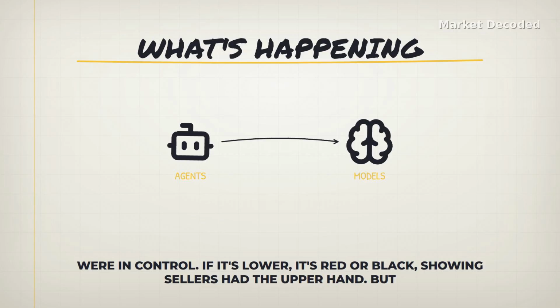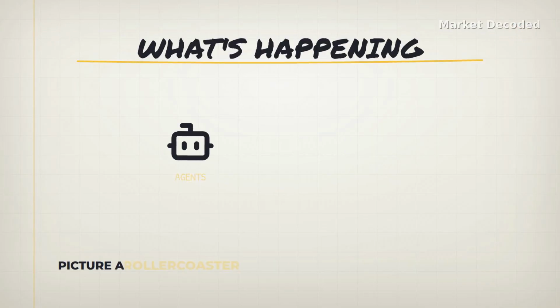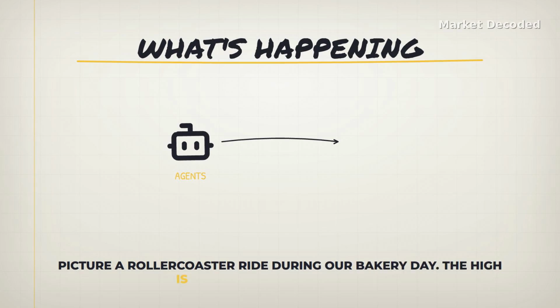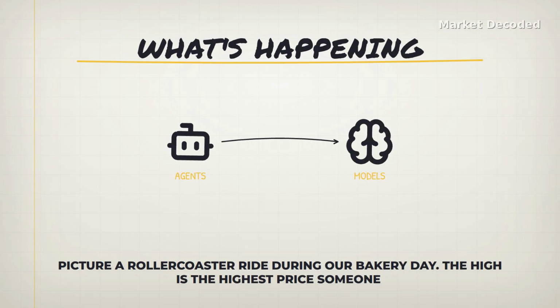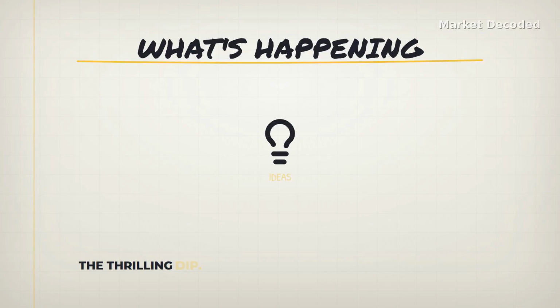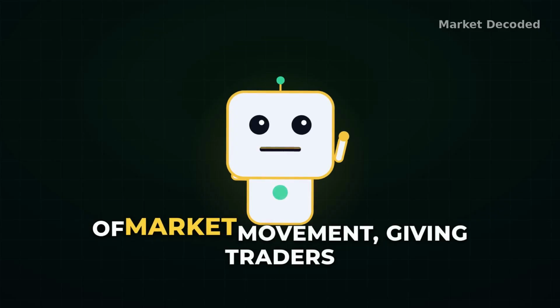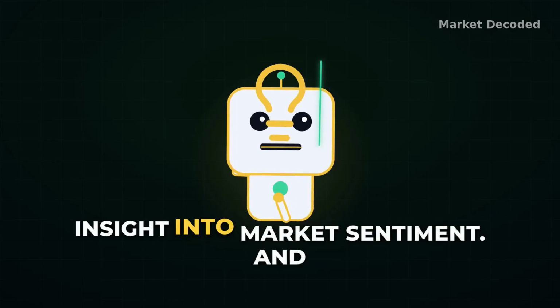But there's more. Each candlestick also shows the high and low prices. Picture a roller coaster ride during our bakery day. The high is the highest price someone paid for a loaf, like reaching the peak of that roller coaster, while the low is the lowest it dropped to, like the thrilling dip. These extremes give you a sense of the volatility during that time. So, every candlestick isn't just a pretty shape. It's a compact narrative of market movement, giving traders insight into market sentiment.